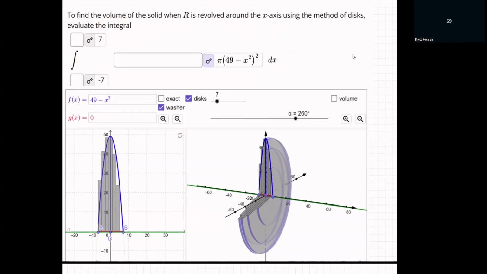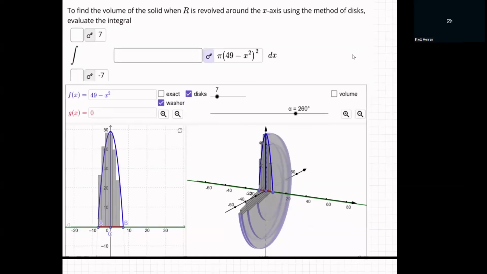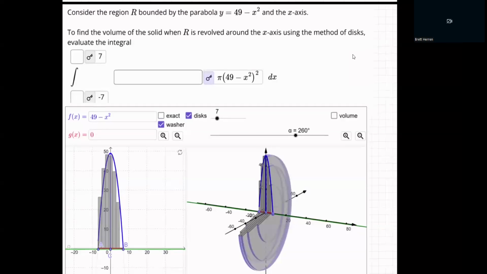All right, so what I did, and you can do the same thing, is I went to the disk washer link on the home page, and I put in our function, 49 minus x squared, for my f of x. And the other one says the x-axis. That means y equals 0, or g of x equals 0, because that's the x-axis. The x-axis is right here. This is the x-axis. This is the y-axis.